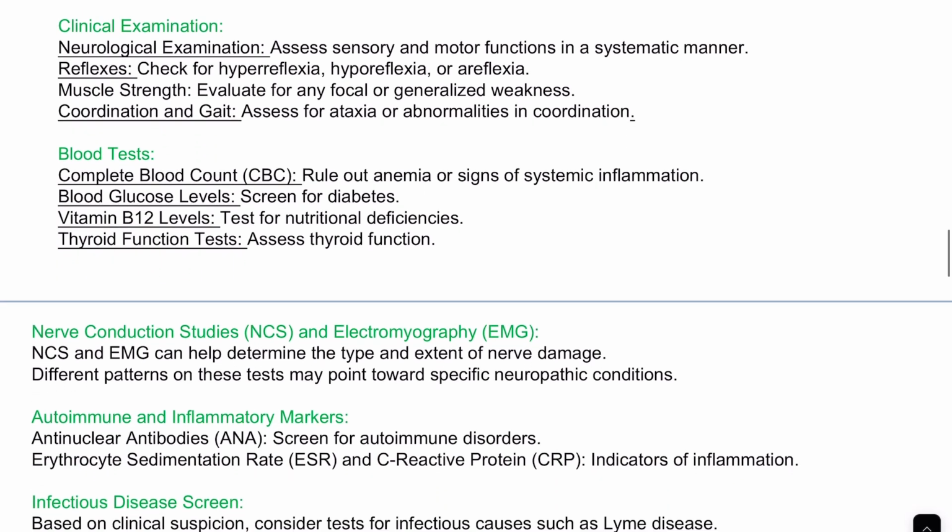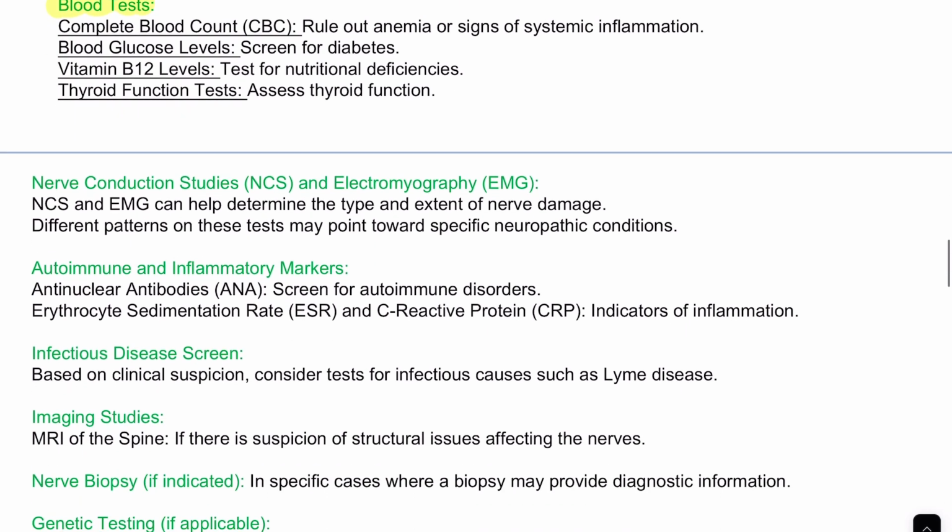Then we're going to do some blood tests. We want to do a CBC to rule out anemia or any signs of systemic inflammation, blood glucose level to screen for diabetes, vitamin B12 levels to test for nutritional deficiency, and thyroid function tests to assess thyroid function. I put these blood tests here. Sometimes they ask how you're going to investigate. So one is the blood tests.